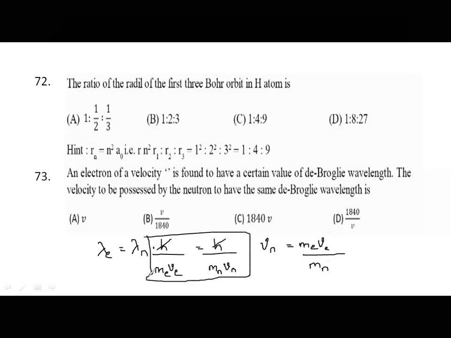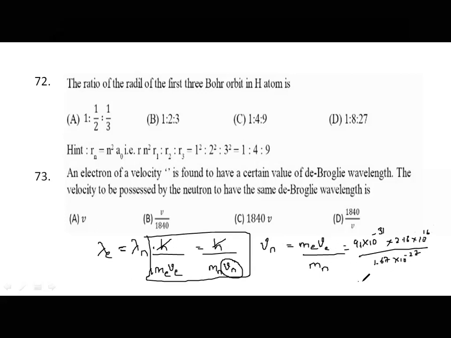Understanding from this formula, wavelength of electron is same as wavelength of neutron. So h by mass of electron into velocity of electron is equal to h by mass of neutron into velocity of neutron. Both wavelengths are same, h gets cancelled. Velocity of neutron is mass of electron into velocity of electron divided by mass of neutron. Substitute all the values: mass of electron 9.1 into 10 raised to minus 31 kg, velocity of electron 2.16 into 10 raised to 16, divided by mass of neutron 1.67 into 10 raised to minus 27.